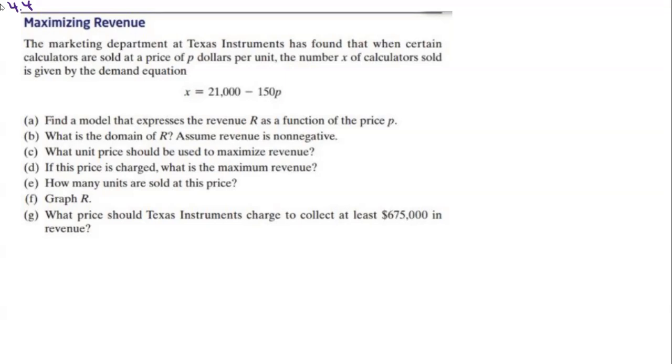B, what is the domain of R? C, what unit price should be used to maximize revenue? D, if this price is charged, what is the maximum revenue? E, how many units are sold at this price? F, graph it. And G, what price should Texas Instruments charge to collect at least $675,000 in revenue?